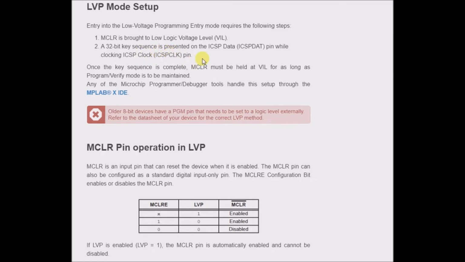Once the key sequence is complete, MCLR must be held at VIL for as long as program verify mode is to be maintained. Any of the Microchip programmer debugger tools handle this setup through the MPLAB X IDE. Older 8-bit devices have a PGM pin that needs to be set to a logic level externally. Refer to the datasheet of your device for the correct LVP method.